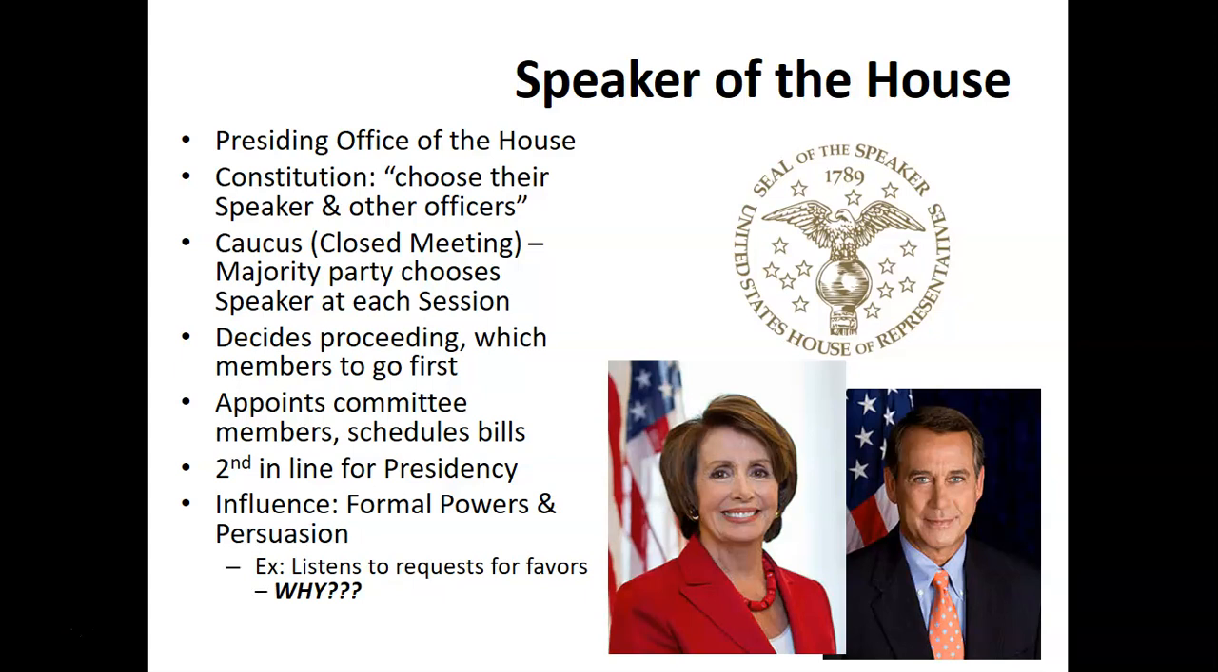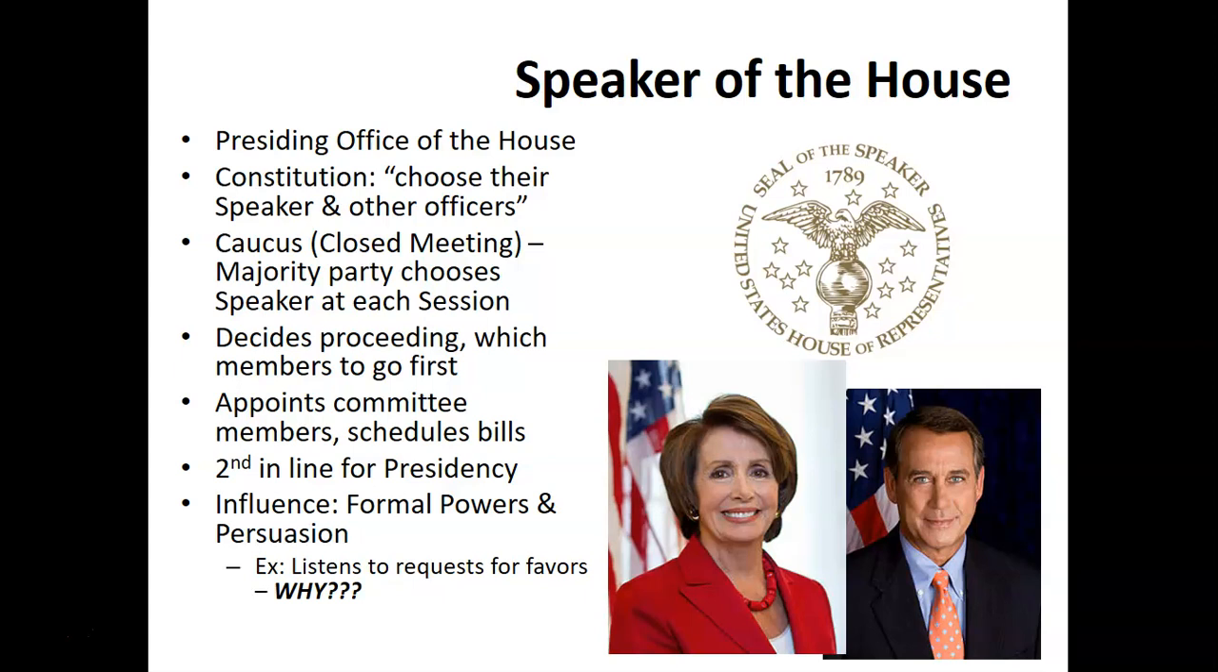Now, the job of the Speaker of the House is they're the presiding officer of the House of Representatives. They are the top person in the House of Representatives. Now, typically, how they're chosen is when the election takes place, every 2 years. Afterwards, the majority party will have a closed meeting or a caucus, and the majority party will actually choose who they want to be their speaker for the House of Representatives. They'll do this each session.